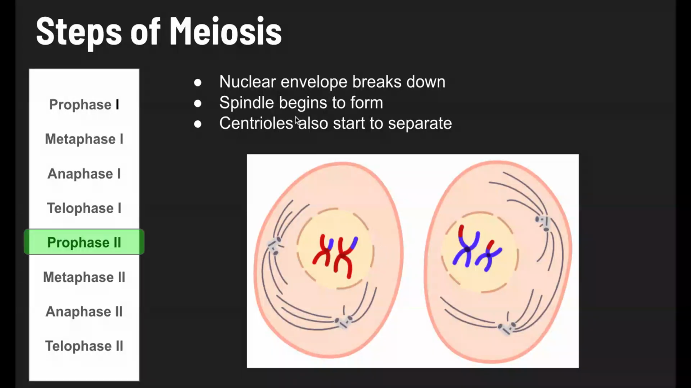So now we're in prophase 2. The nuclear envelope starts to break down. That's why you see this dashed line, dashed circle. That nucleus is breaking down. The spindle fibers are reforming. That's the things that look like strings. And the centrioles, these things that the strings are attached to, they start to separate.